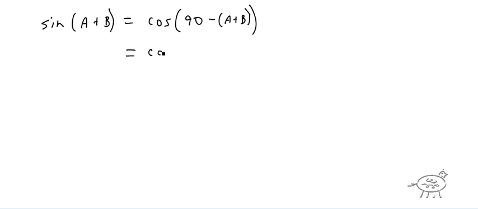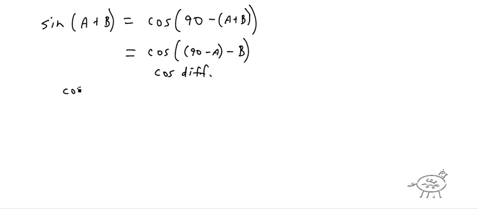And let's rewrite this as cosine of 90 minus A minus B. So it's really cosine difference. That's what we're going to use. So we're going to say cosine difference.